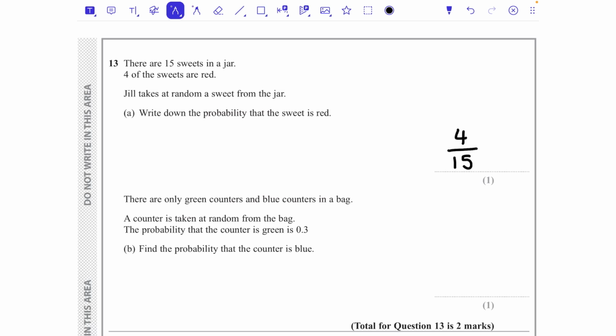They're in the habit recently of asking what's the probability of not picking red, in which case it would be all the rest of them. So that would be 11 out of 15.